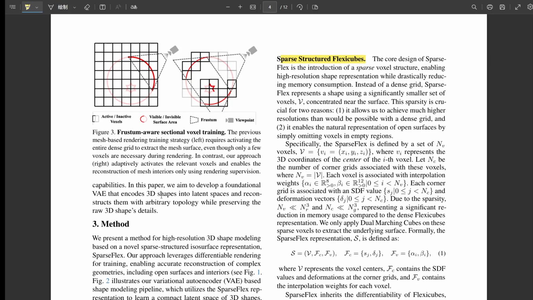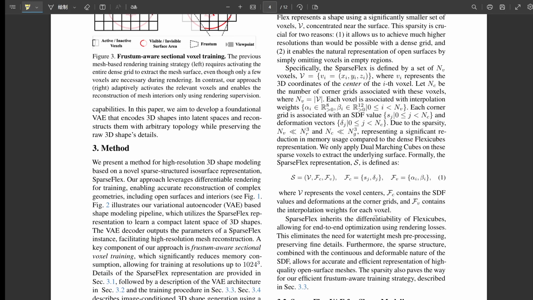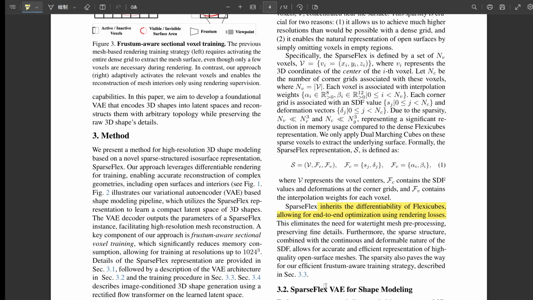But the key insight is that the number of these active voxels is way, way smaller than in a dense grid at the same resolution. That's the memory saving. That's exactly it. The paper shows quantitatively that the number of SparseFlex voxels, N sub V, and the related corner grids, N sub C, are significantly lower than for dense Flexicubes at the same resolution. That's the core of the efficiency gain. And because it inherits that differentiable surface extraction from Flexicubes, you can still effectively optimize the underlying mesh using those rendering losses. This really does sound like a fundamental step forward in just representing complex 3D shapes.